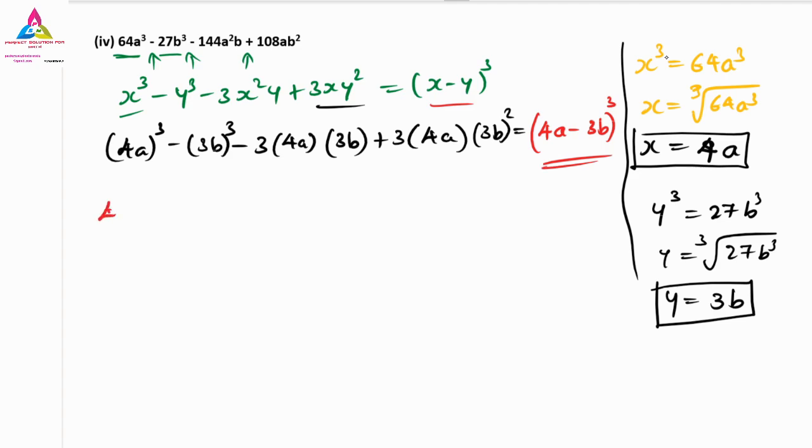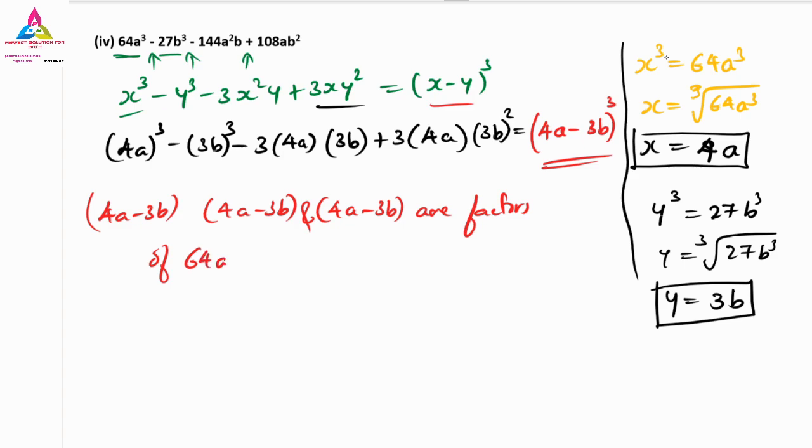It is nothing but 4a minus 3b, 4a minus 3b, 4a minus 3b. Okay, and these are the factors of 64 a cube minus 27 b cube minus 144 a square b plus 108 a b square. That is our answer. So the fourth one is simple.